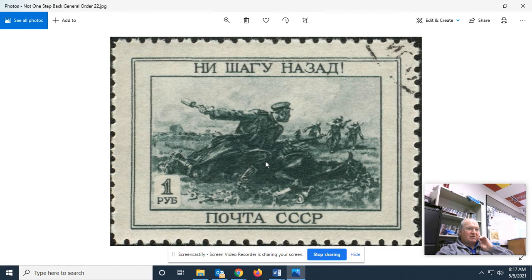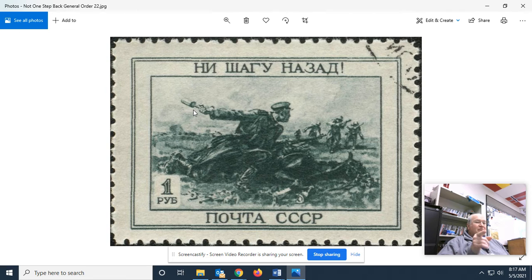Here you see a Soviet soldier laying on top of, using his dead horse as a fortress. He has a machine gun there. He has a grenade, of course, ready to throw it.